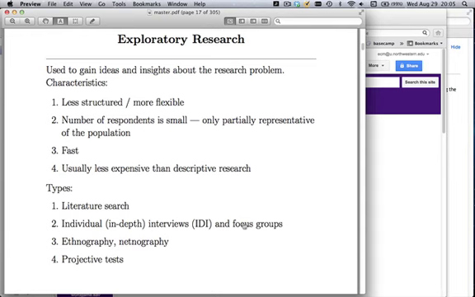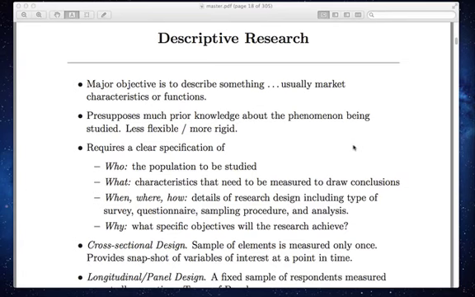whatever the stimuli is. You can also do ethnographies, where you go out online and see what people are saying about you. You can observe people. So these are all examples of exploratory research methods.